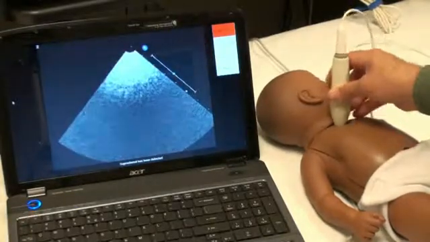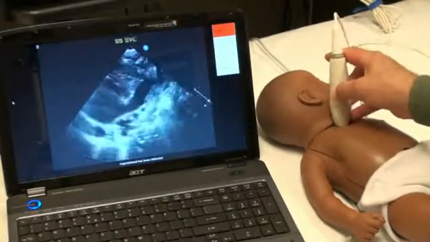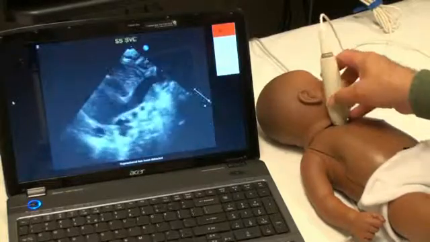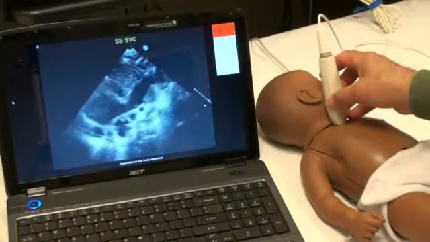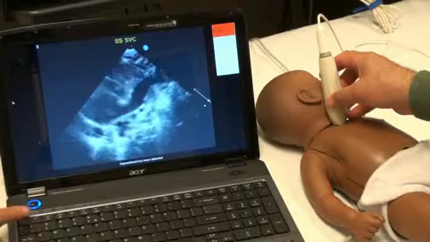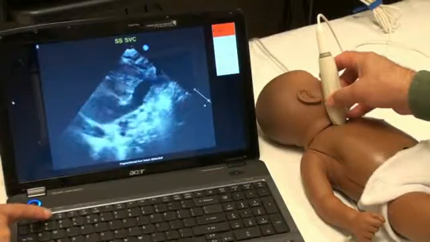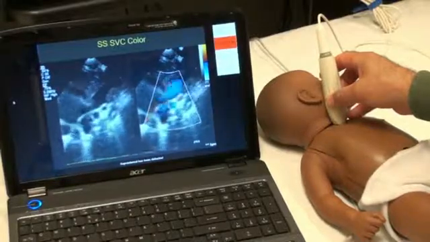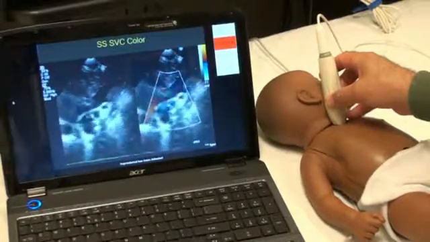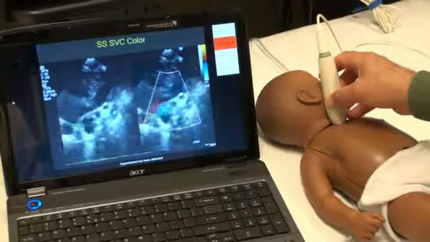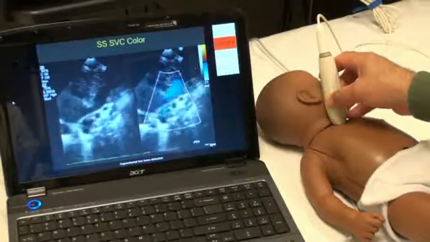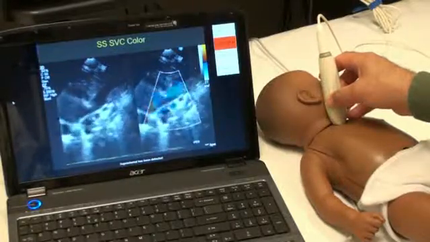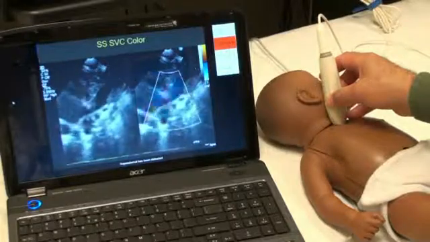And now, rotating counterclockwise, the marker to the head and neck, superior vena cava entrance to the right atrium with the right atrial appendage, and the color flow demonstrates that. The structures next to the superior vena cava are the pulmonary veins and the right pulmonary artery and the azygos vein coming to the superior vena cava right before entering the right atrium.